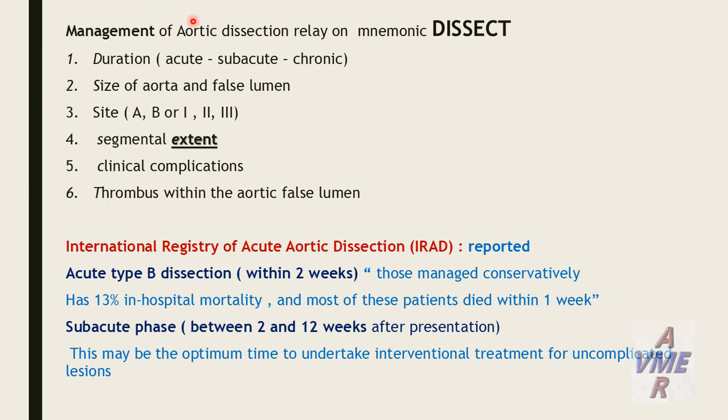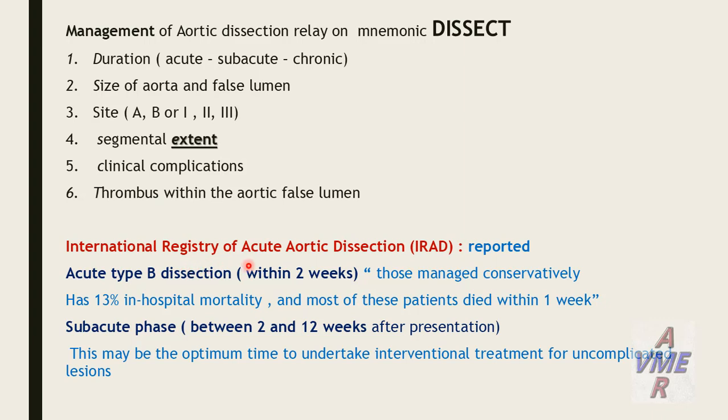So the management of aortic dissection relies on the mnemonic DISSECTION. D for duration: acute, subacute, and chronic. Size of the aorta and false lumen. Site, the anatomical classification of the dissection: type A, B for Stanford, 1 to 3 for DeBakey. Segmental extension, clinical complication, and C for thrombus within the aortic false lumen.